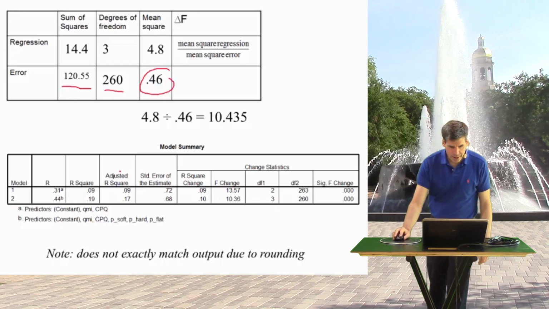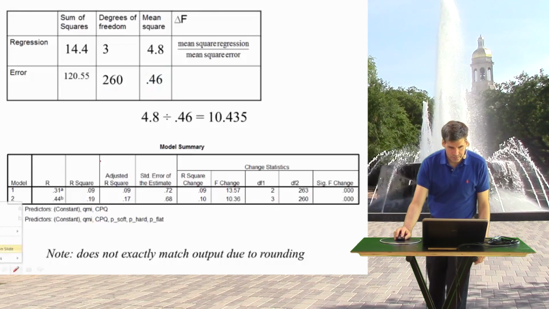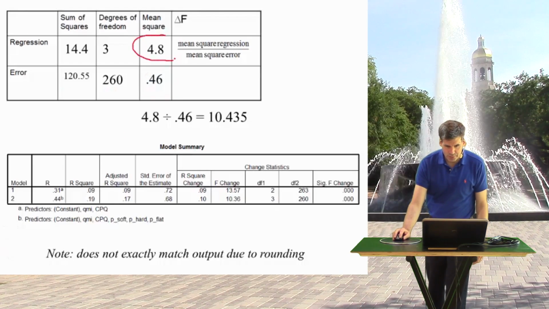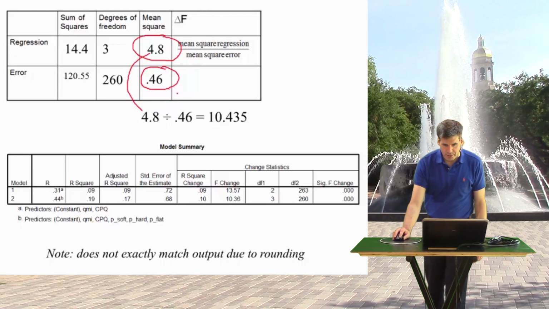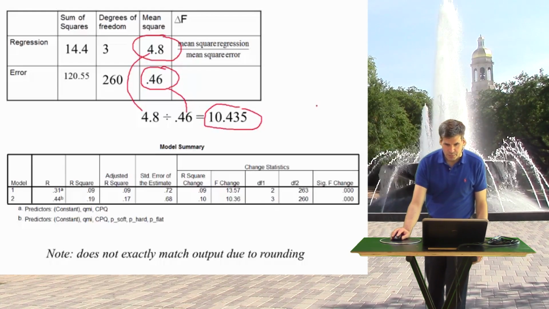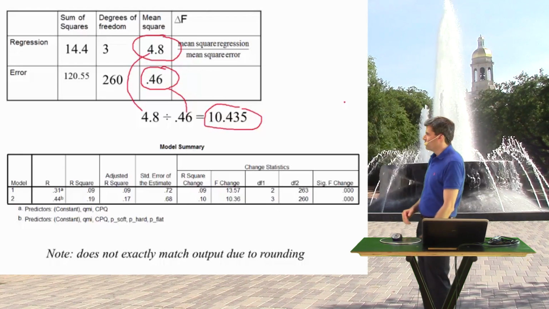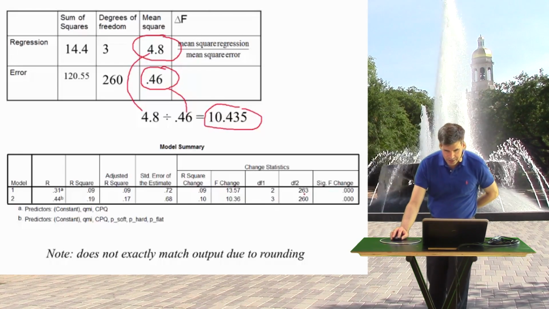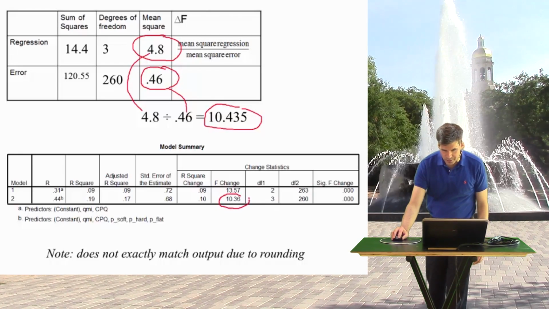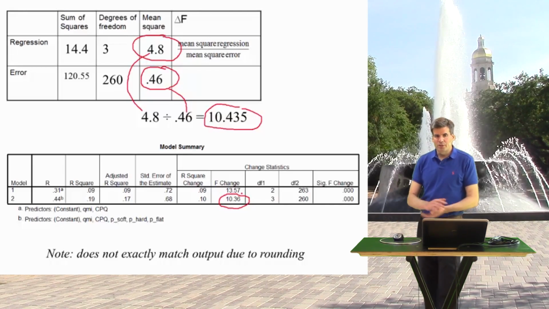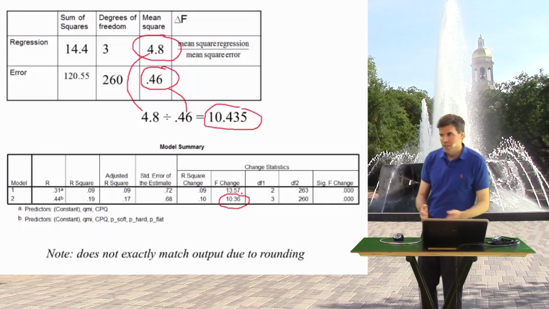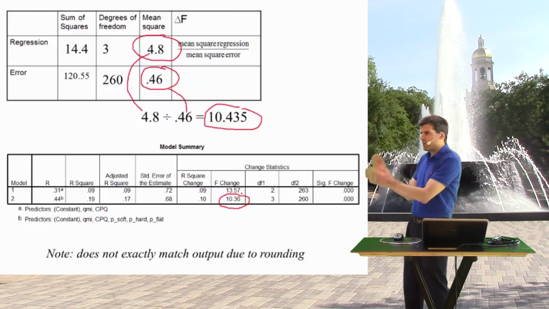And now we're ready to calculate our delta F. We take our mean square explained variance divided by mean square error. That's 4.8 divided by 0.46, and I get 10.435 is our delta F. Now note, we actually got a slightly different delta F down here. It was 10.36 is what our SPSS output showed. And again, this is one of those situations where we're dealing with rounded variables, and so we got something that's just slightly different from the actual output.